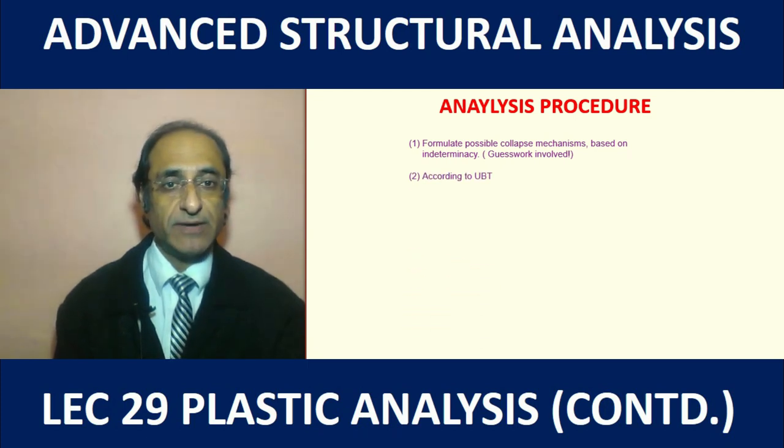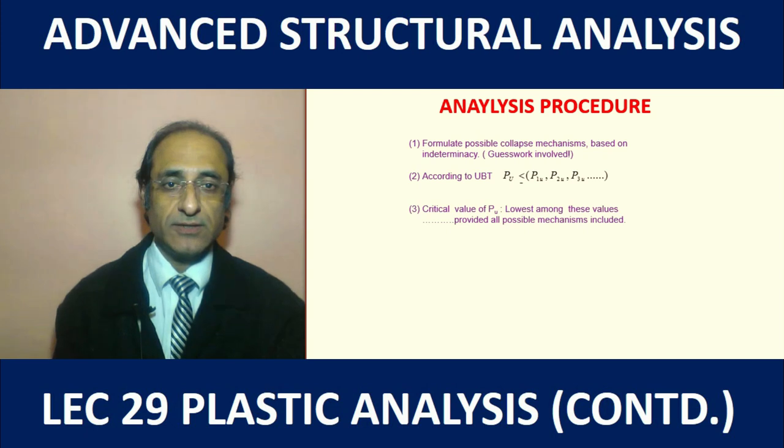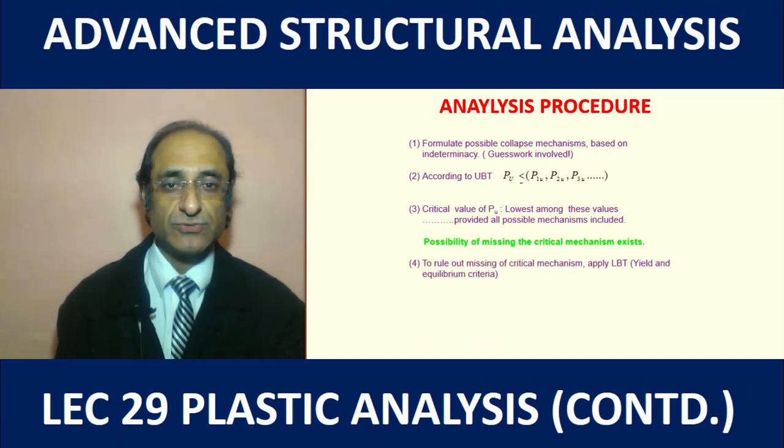So that's the next matter, but at least we'll devise some kind of rules that will help us. Next, once we have done it, then according to the upper bound theorem, all these mechanisms, their collapse loads, basically represent the upper bound. They are equal to or higher than the actual collapse load. So what we do is that we choose the lowest among these values, and that we say is the critical value of the failure load, and in order to make sure that we have not missed out the actual and the true mechanism, we now do the equilibrium and the yield check.